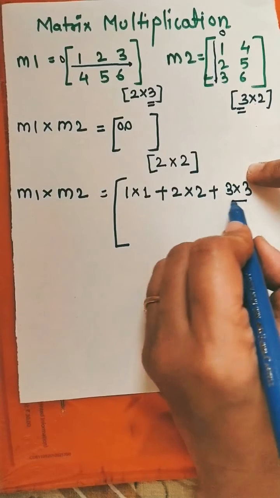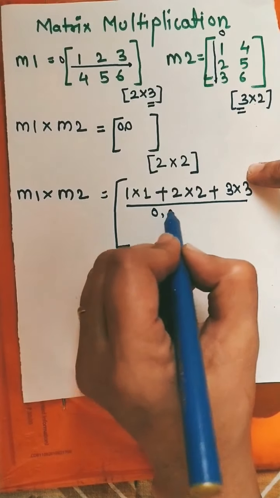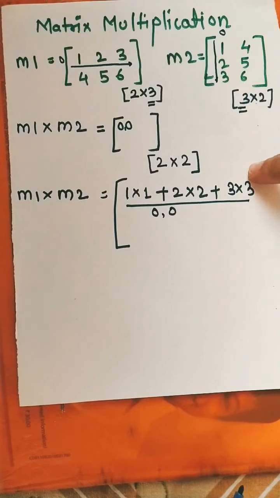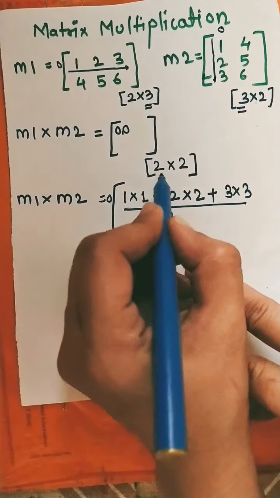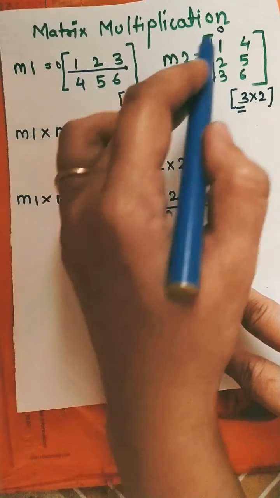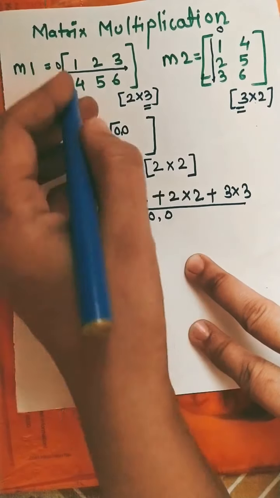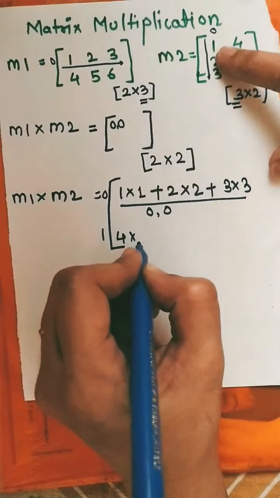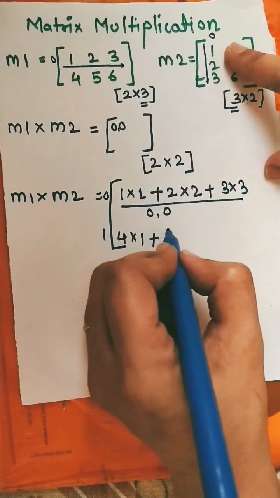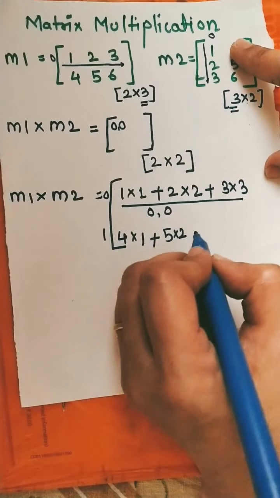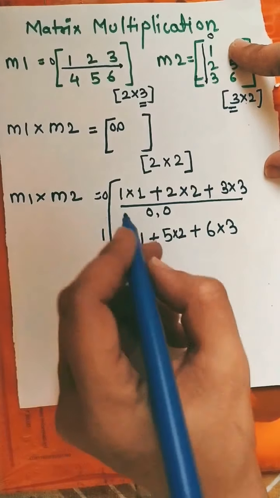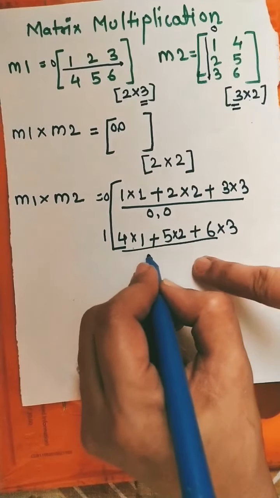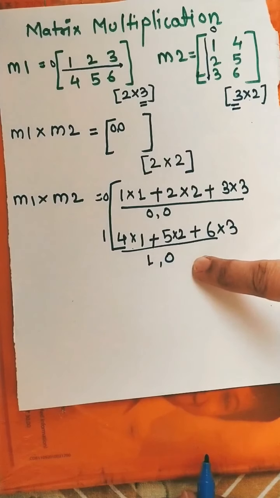So this is your 0th row and 0th column position. Next, for the first row and 0th column position, we will take 4 into 1 plus 5 into 2 plus 6 into 3. So this is how we will get the first row and 0th column.